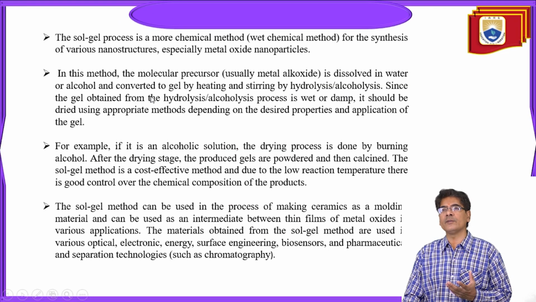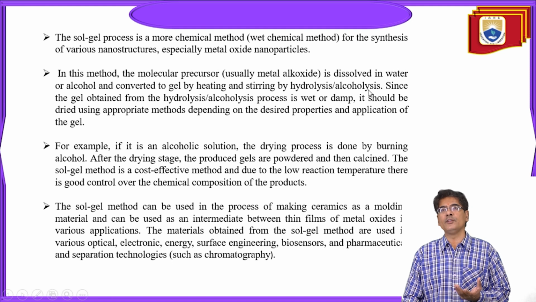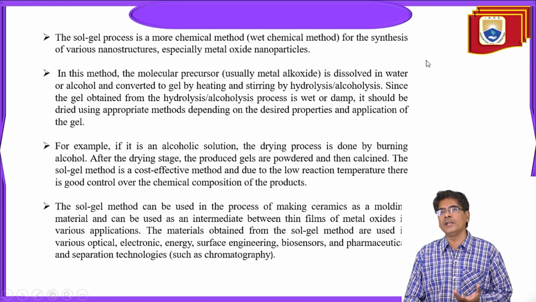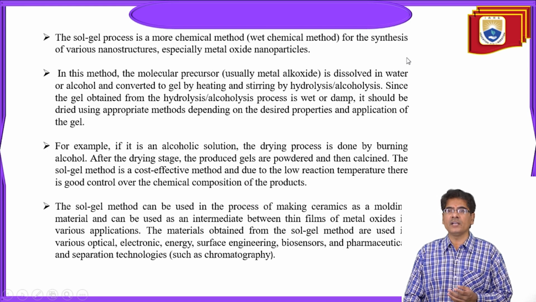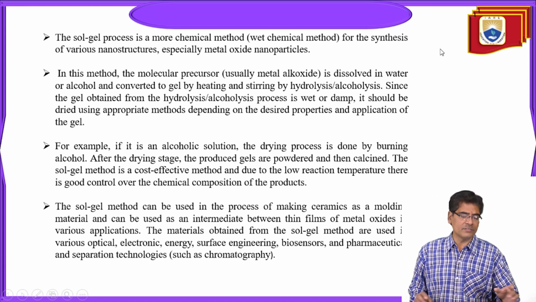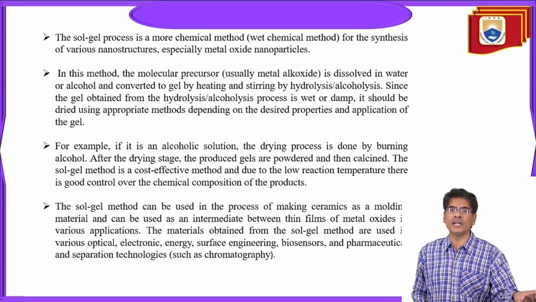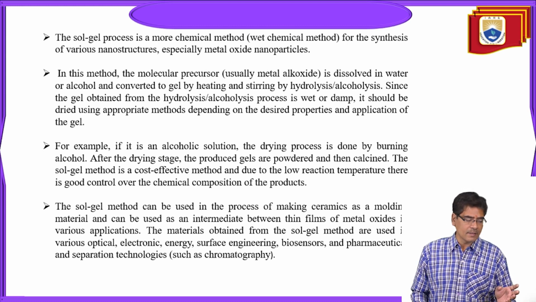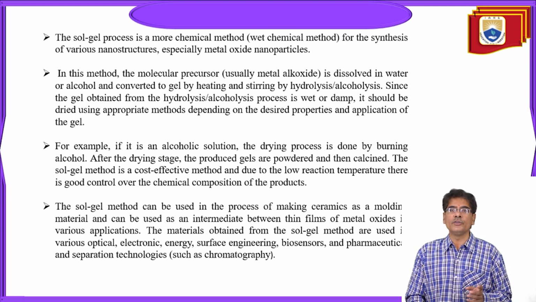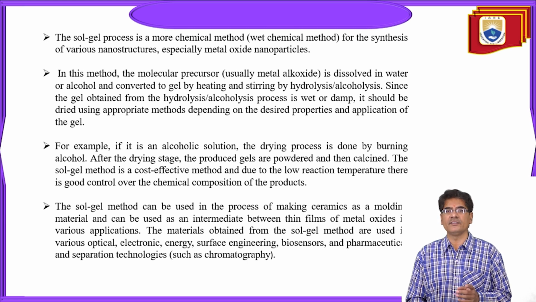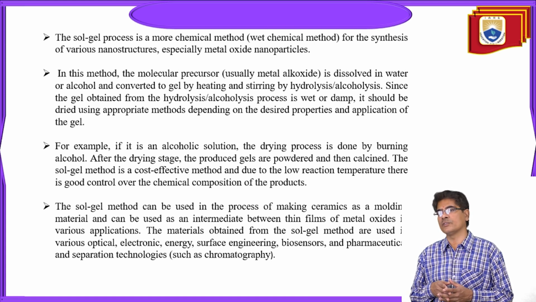Since the gel obtained from the hydrolysis or alcoholysis process is wet or damp, it should be dried using appropriate methods depending upon the desired properties and application of the gel. For example, if it is an alcoholic solution, the drying process is done by burning alcohol. After the drying stage, the produced gels are powdered and then calcined. The sol gel method is a cost-effective method, and due to low reaction temperature, there is good control of the chemical composition of the product.